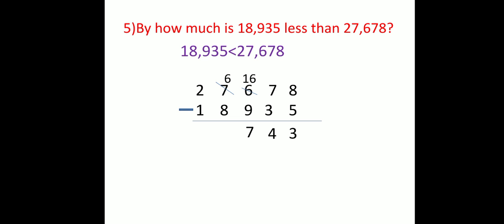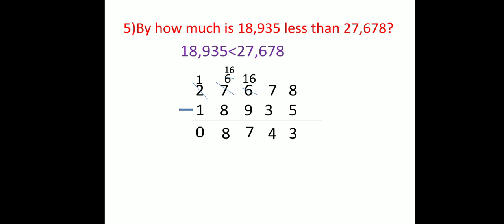Then 6 minus 8. Is it possible, 6 minus 8? No. Borrow from 2. Then 2 becomes 1, and this 6 becomes 16. Now 16 minus 8, how much? That is equal to 8. And the last one, 1 minus 1. Same number minus same number is always 0. So 1 minus 1 equals 0.